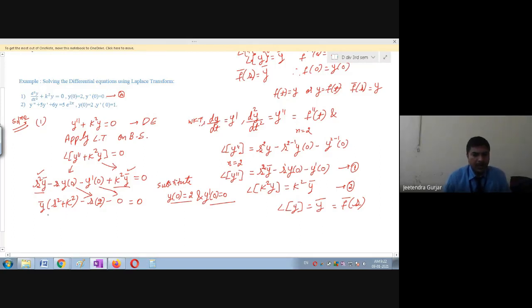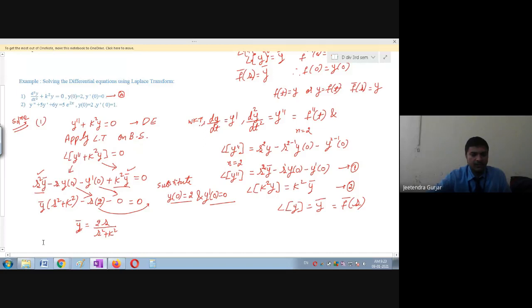So I want to find y dash, which is equal to, you can see I will bring this minus 2s on this side. Can anybody tell me what it will become? Minus 2s, if I bring it on the RHS, is going to become plus 2s. So please note down, this is plus 2s. Then divided by s square plus k square, since y dash is on the LHS side.